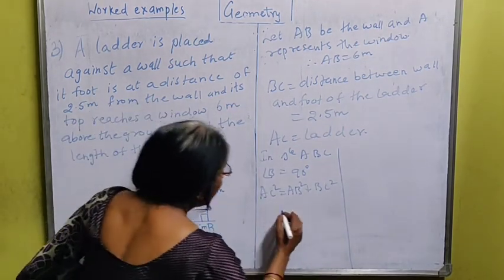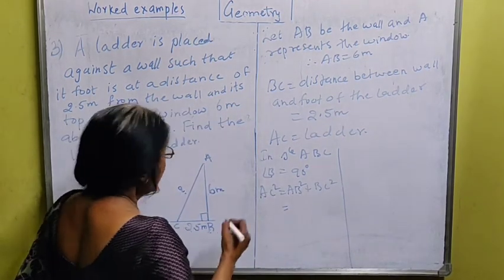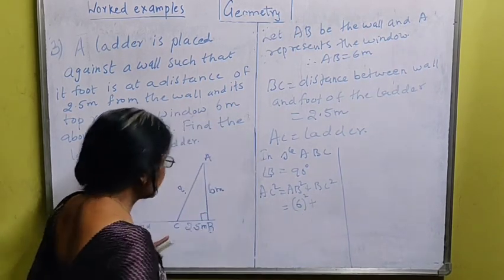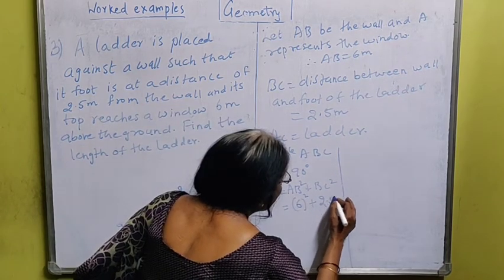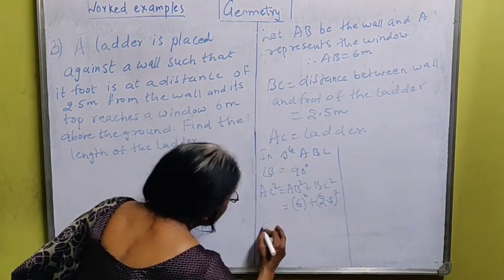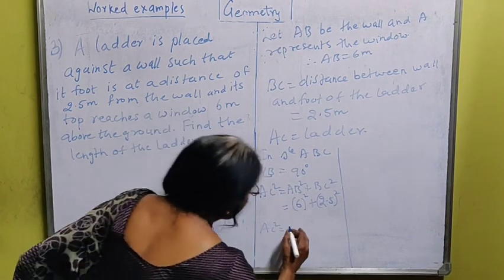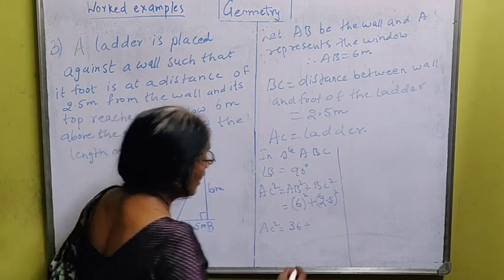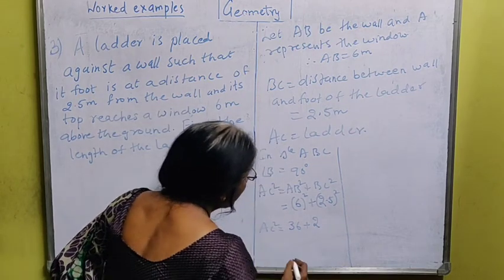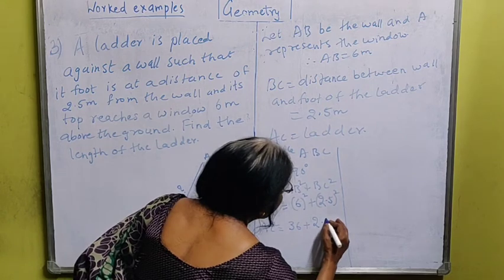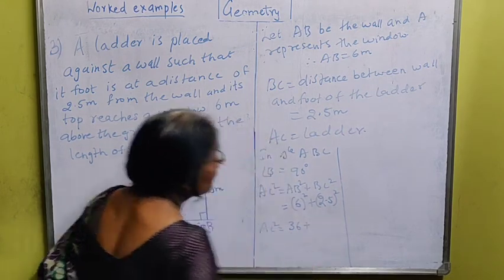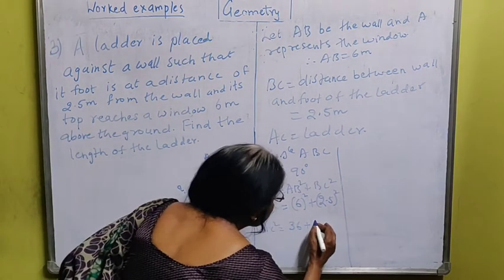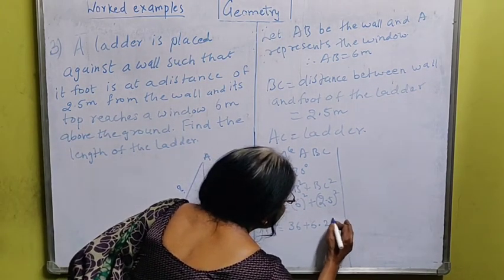So what is AB square? AB value is given. So 6 whole square plus 2.5 the whole square. So AC square is equal to 6 square is 36. 2.5 means 25, and with 2 places of decimal, how much is it? 25 square means 25 times 25, 625. So 625 with 2 places of decimal is 6.25.